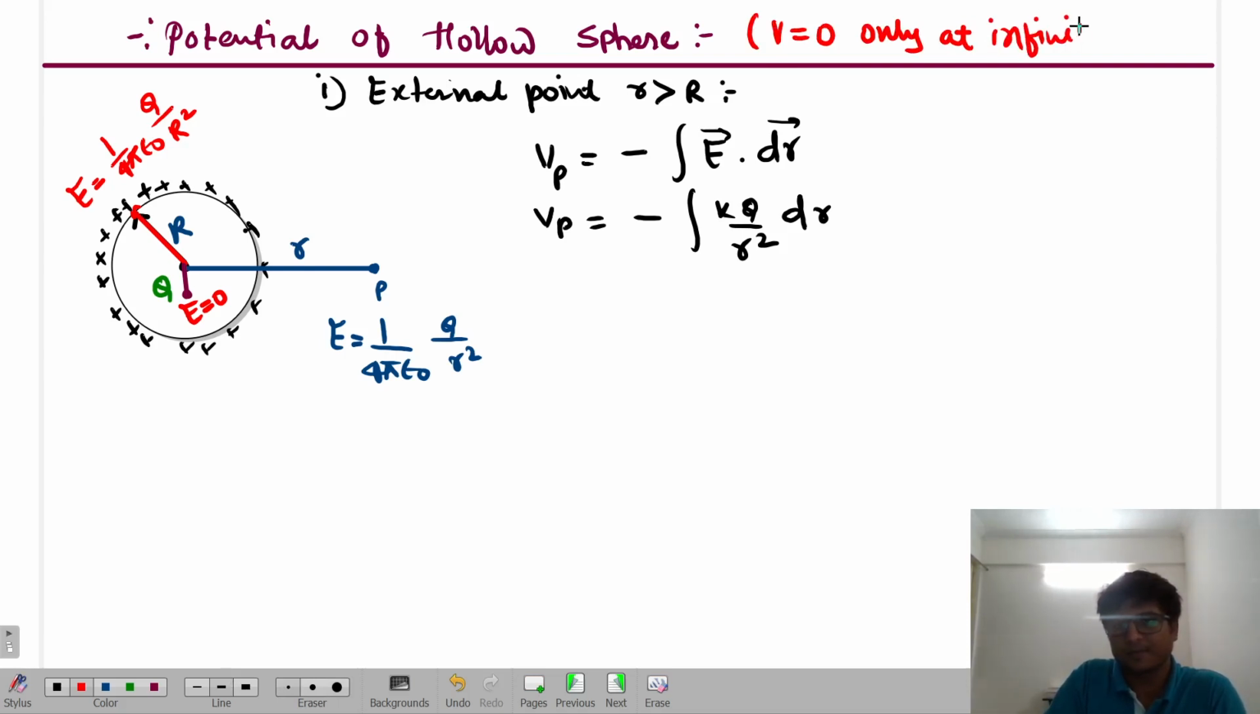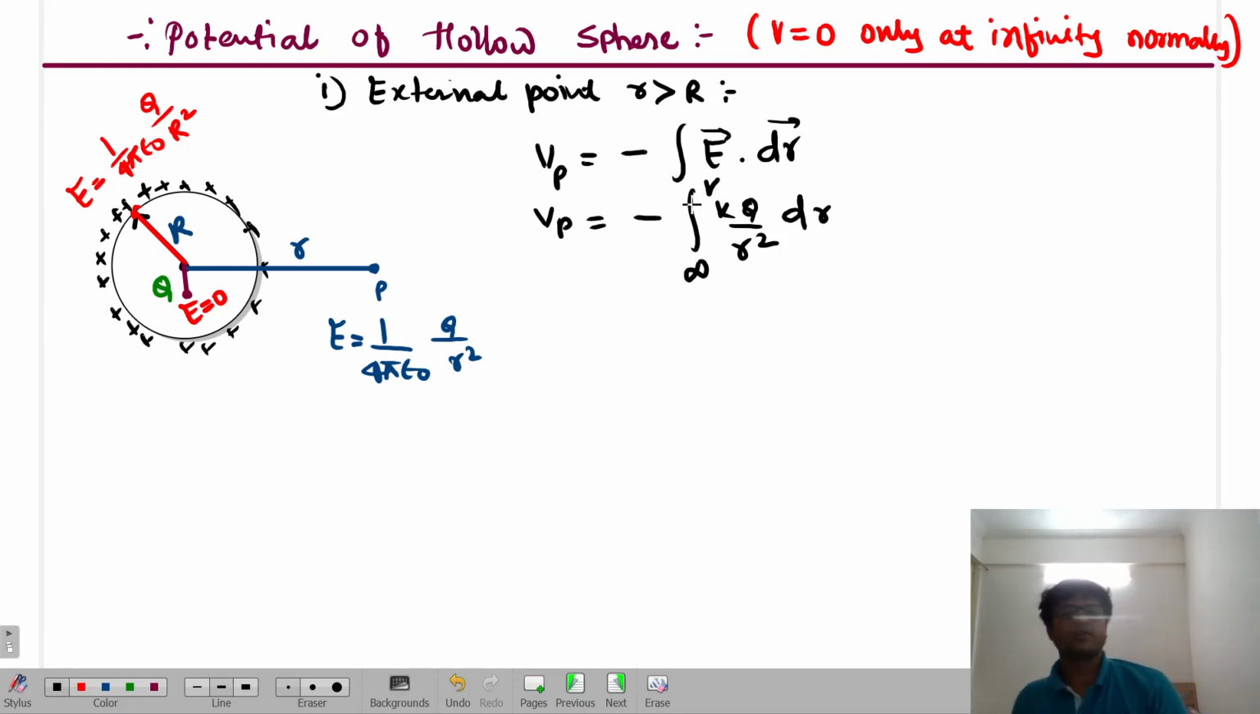ठीक है? So that means our reference point should actually be what? Infinity, isn't it? Because from there only I can start my calculation, because there only my potential is 0. Are you able to get me or not? So therefore, we consider this integral, the calculation measurement from infinity to radius r where my charge is, where my field is considered.